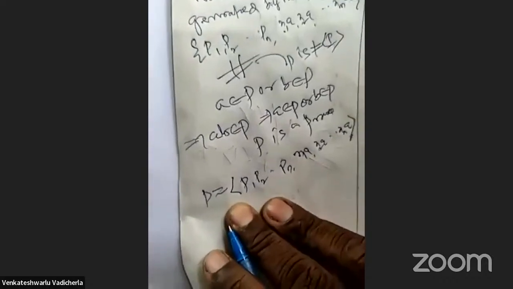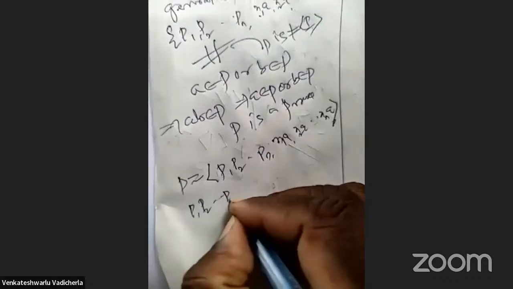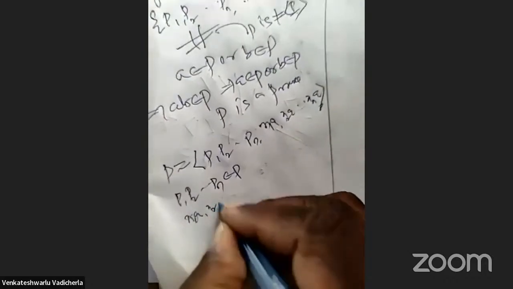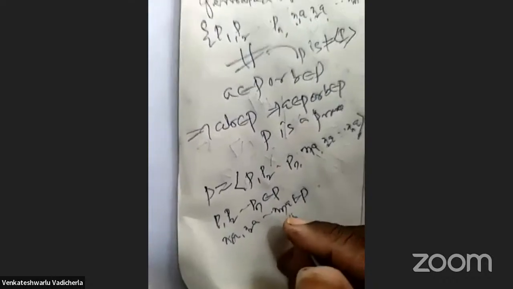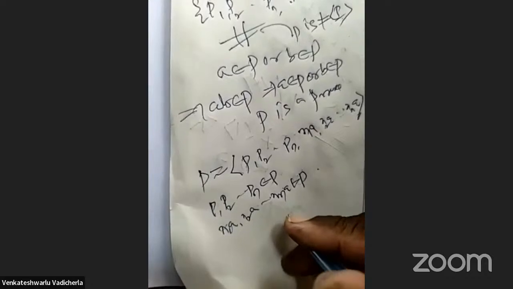First note that P1, P2, up to Pn belong to P, and x1(a), x2(a), up to xm(a) belong to P. So each xi belongs to P. Now we let y belong to P.